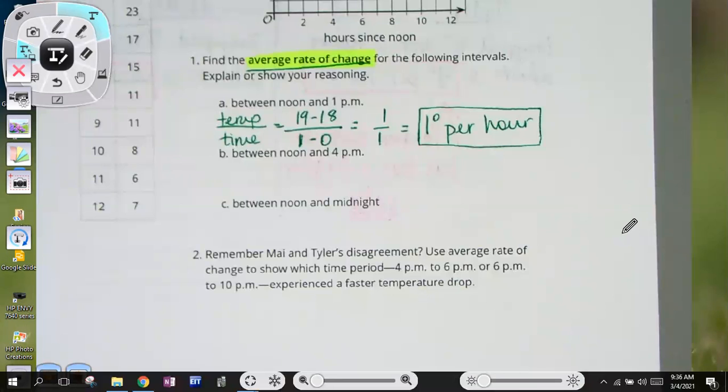But did you do the difference in temperature? You have to do the temperature over the time. So take whatever that temperature difference is and divide it by whatever the time difference is.